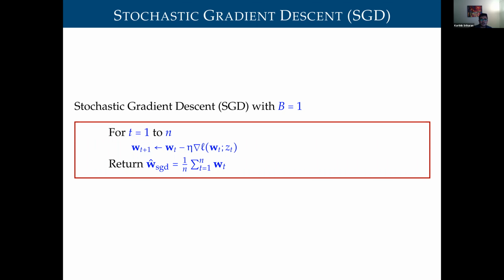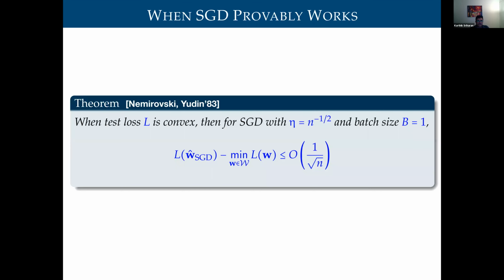Okay. So now the question is, when does SGD provably work? The classic result that we know actually dates back beyond Nemirovsky-Yudin, but here I'm going to cite the work from Nemirovsky-Yudin, which is that whenever the test loss capital L is convex, then SGD with the appropriate step size will work, meaning that the test loss versus the best test loss is upper bounded by 1 over root n. And so as n goes to infinity, this error goes down to 0. Okay, that's a classic result that if you take the Nemirovsky-Yudin book, you can find it there.